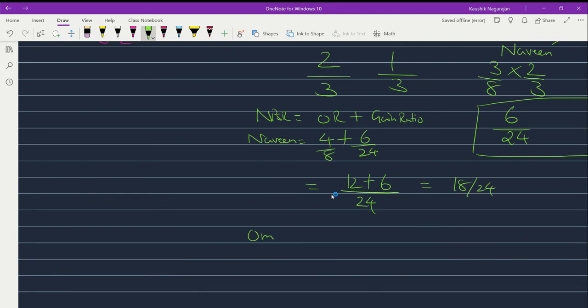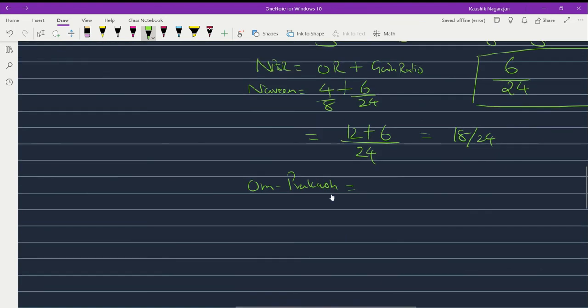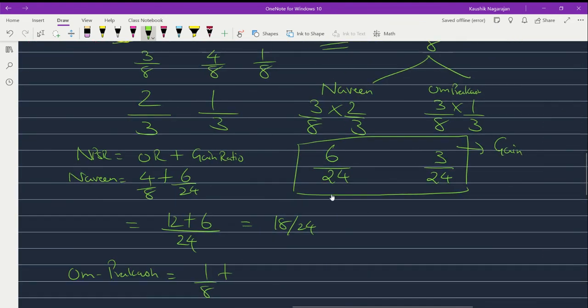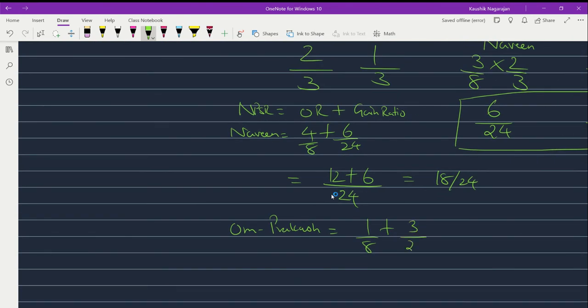Now similarly calculate for Om Prakash. For Om Prakash, the old ratio was 1 by 8 plus your gain for Om Prakash is 3 by 24. So when you add 3 by 24 with this, it gives you the LCM as 24, 8 threes are 24, 1 threes are 3, plus 24 ones are 24, and 3 ones are 3. So this gives me 3 plus 3 is 6 by 24.